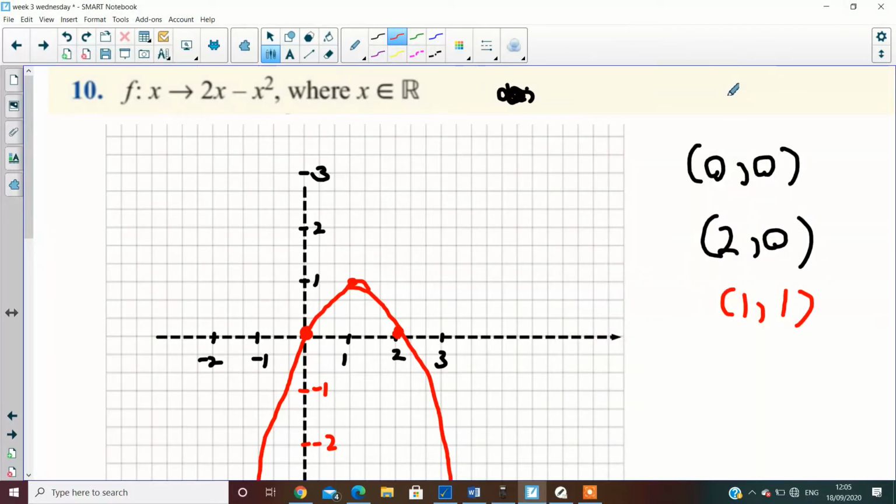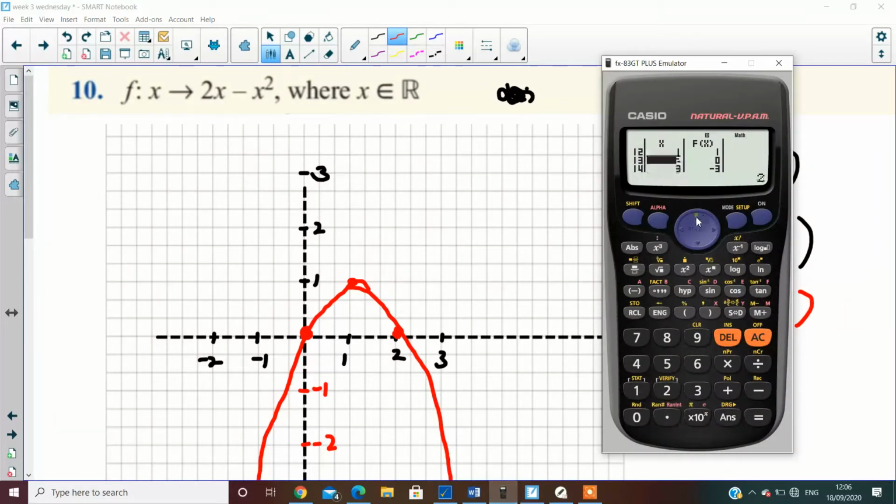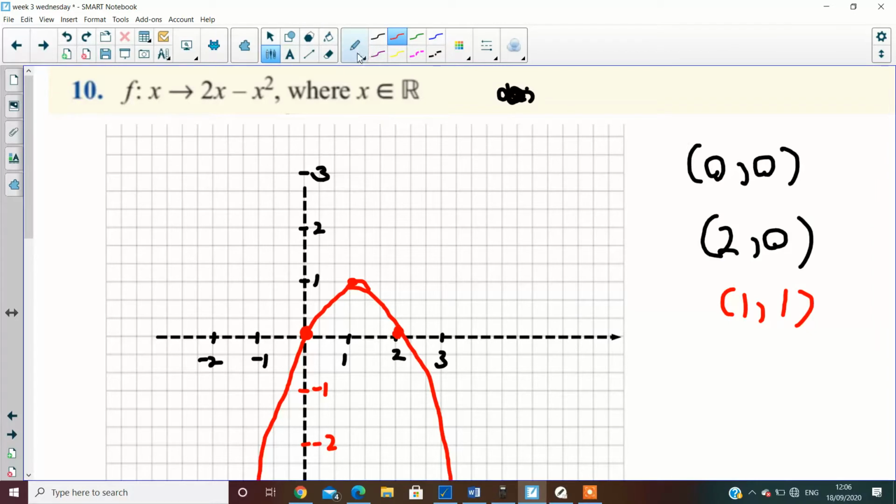I use my calculator. 1, 1. Why did I choose 1, 1 is what you're asking me. I chose 1, 1 because it's halfway between the 2 points where it crosses the axis. What's the halfway point there? If it was 0, 3, I'd choose 1.5. You get what I'm saying? If it was 0, 10, I'd use 5. If it was -2 and 3, I'd choose the midpoint of the two of them if I could. Choose the midpoint of where they cross the axis.